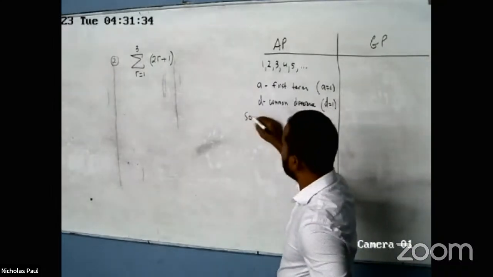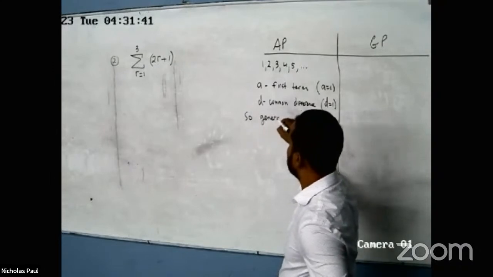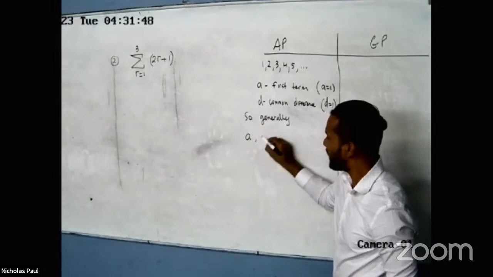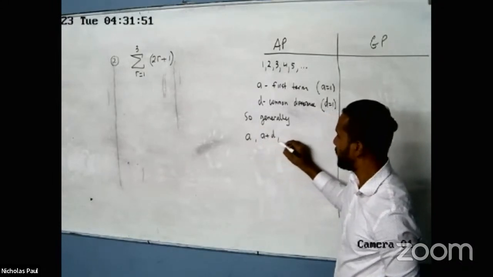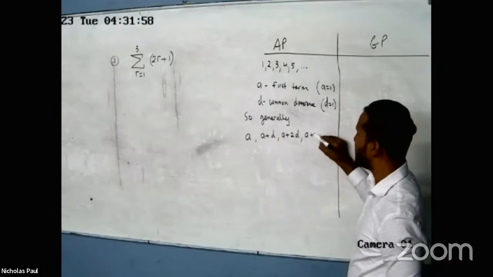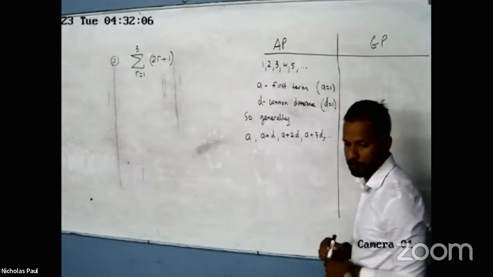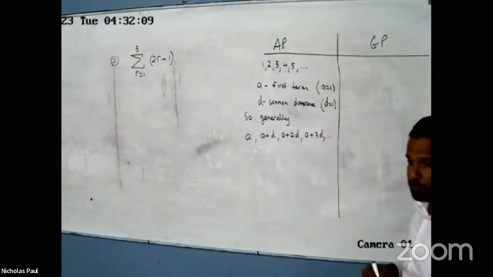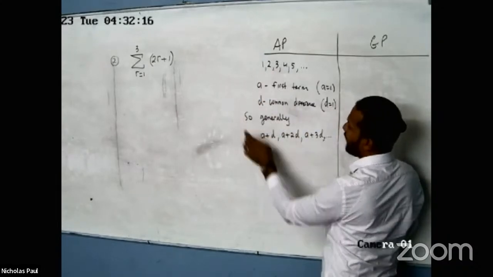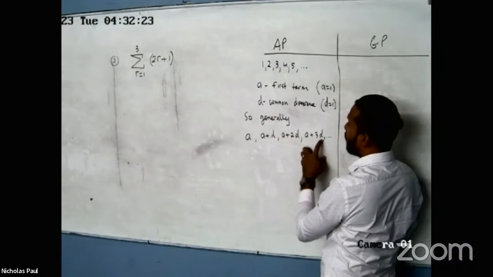So generally, here's how we could write an AP. The first term is A. The second term, you add D to it. The third term, you add D to the second term. The fourth term, you add D to the third term, and so on. In our example, 1 plus 1 is 2, 2 plus 1 is 3, 3 plus 1 is 4, and so on.